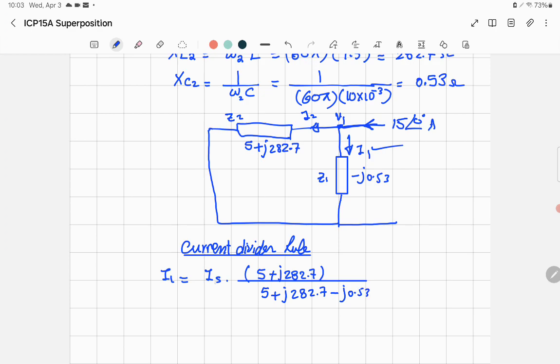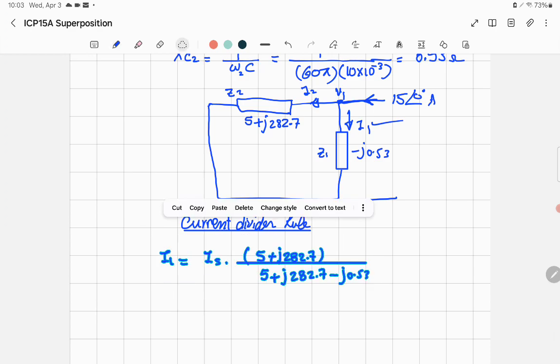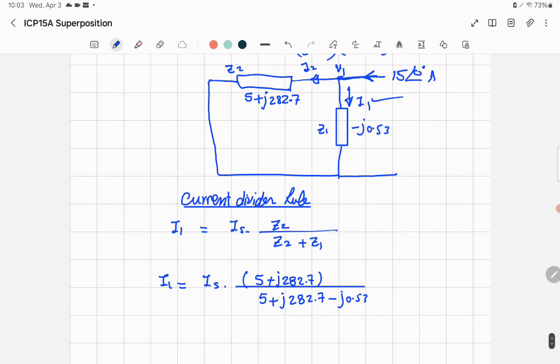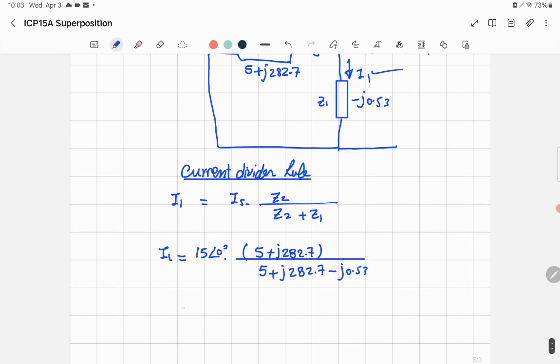What is the current IS? Okay, let me just move this one back, because I'd like to put the formula. So the formula I'm using, because some students like to have the formula, is IS times the opposite impedance, which is Z2, divided by Z2 plus Z1, all right? What is the value of IS? The current source is given as 15 on angle 0.